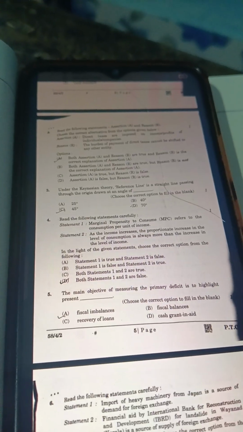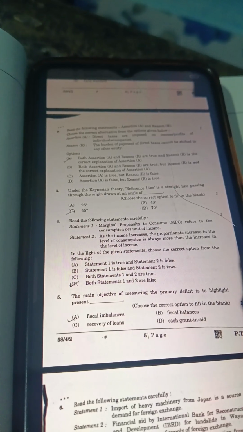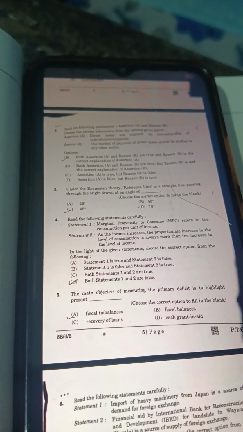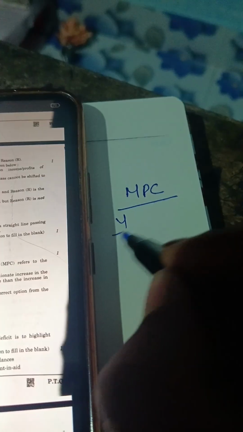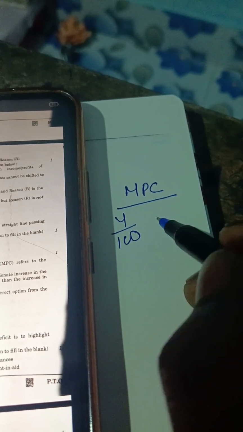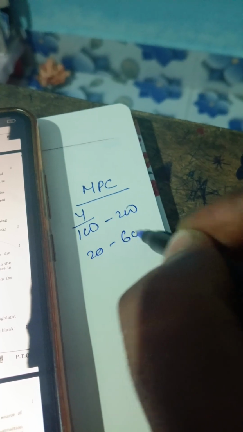Coming to question number four, which gives two statements. The first statement is that MPC refers to the consumption per unit of income. No, MPC cannot be called that. It is a change. MPC always discusses the change that is happening in income and consumption. If income is increasing from, say, 100 to 200, the consumption also will increase, say from 20 to 60.